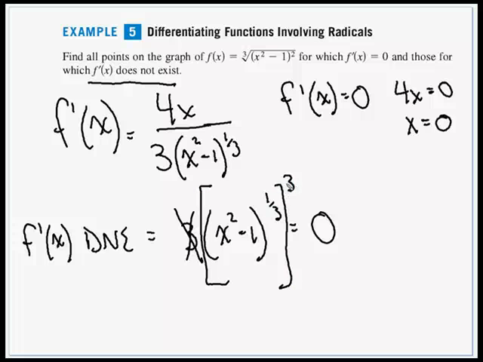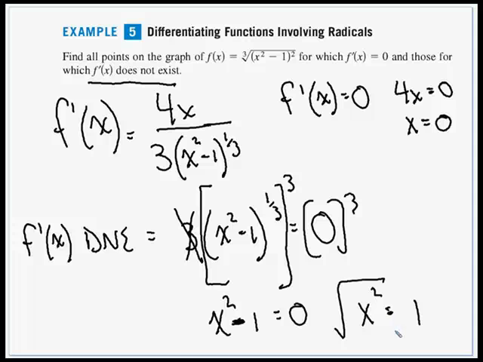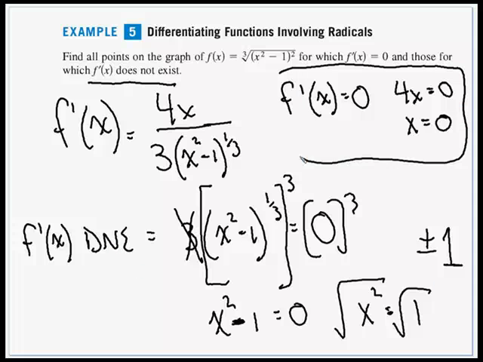This to the third power will wipe out the 1/3 exponent, so we're just left with x squared minus 1. We'd also raise 0 to the third power, and that is 0. Now we would add 1 to both sides. x squared equals 1. Take the square root of each side, and you'd get plus or minus 1. So this function will have a horizontal tangent when the derivative is equal to 0. It will have a vertical tangent, or the function will not exist, at plus or minus 1 on the x-axis.